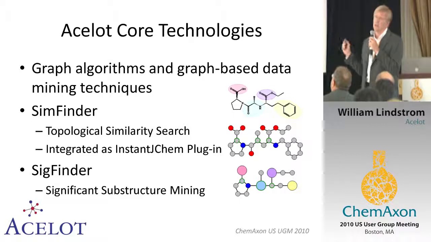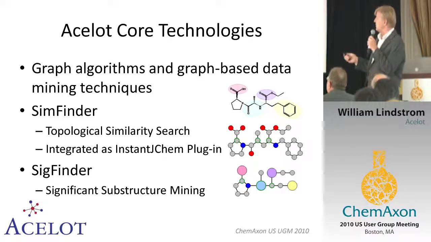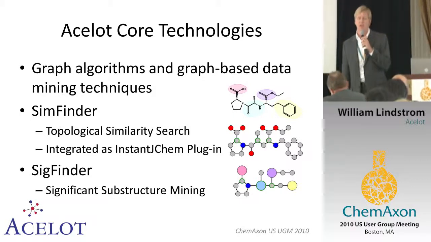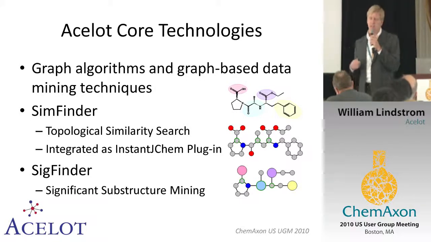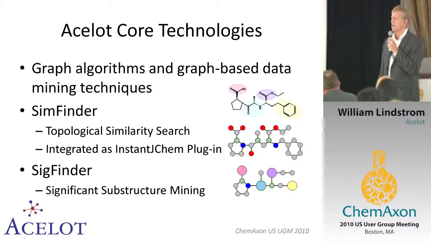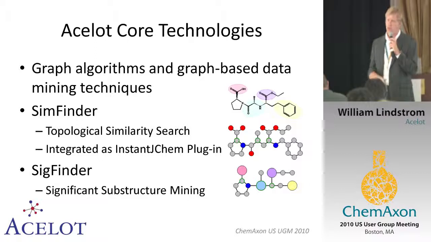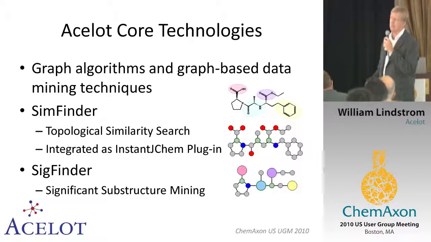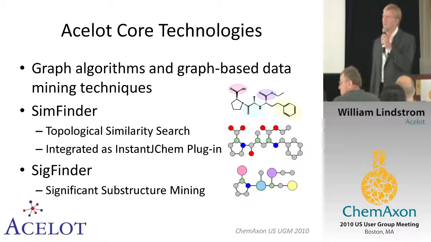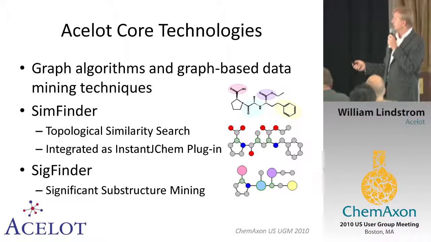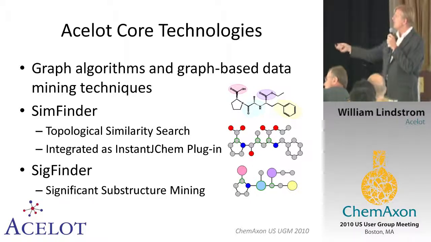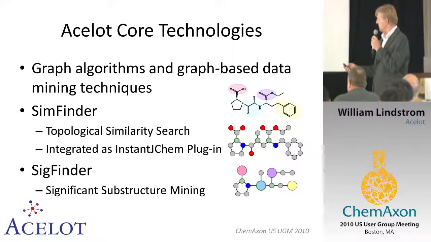So our core competency at Acelot is graph algorithms and graph-based data mining techniques. We're commercializing technology that was developed at the University of California in Santa Barbara, and we're doing that in the chemical informatics domain, the mapping of graphs to molecules. I don't need to explain that here. So the two technologies that we have are what we're calling SimFinder, which is basically a topological similarity search.